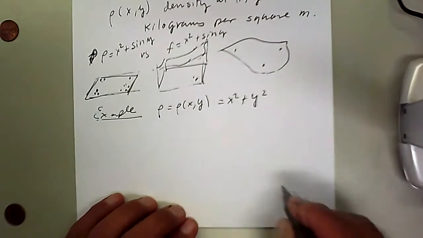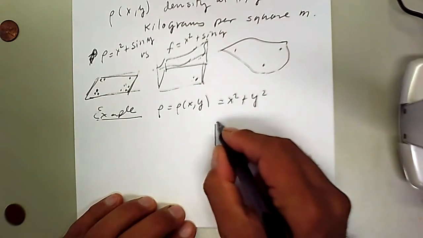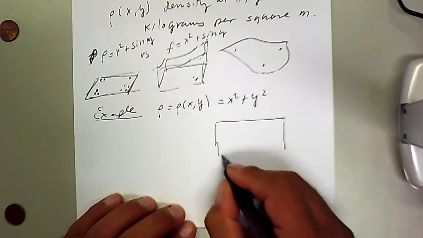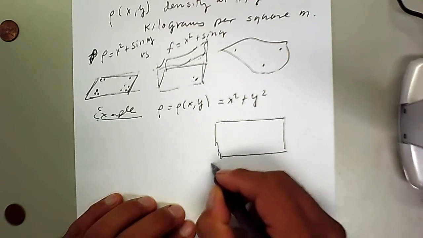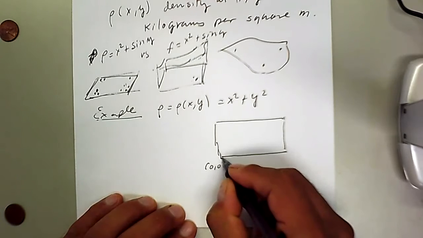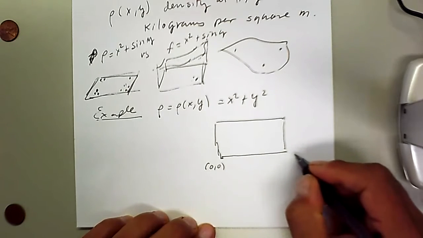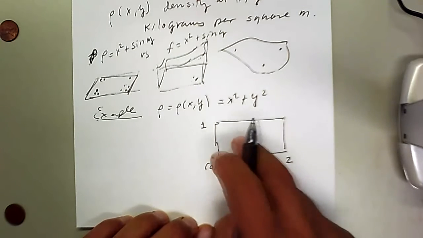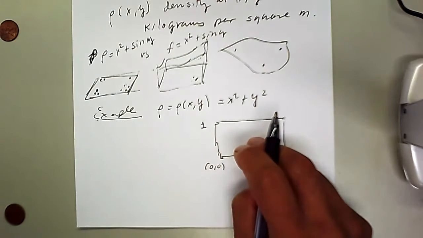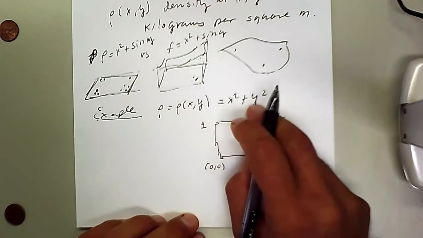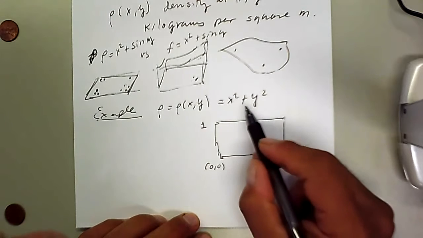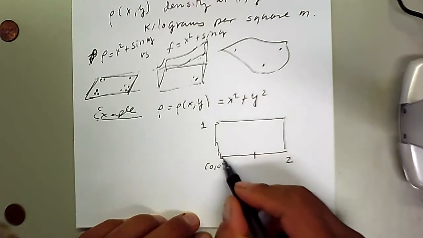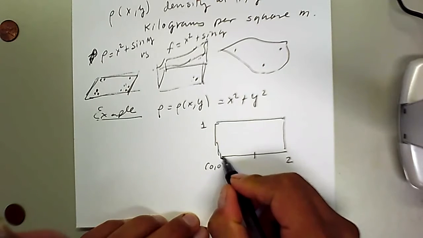We want to find the center of mass of a rectangular plate with one vertex at the origin, 2 units one way, and then 1 unit up. We want to find the center of mass of this plate, assuming that the plate has this kind of density. What that means is that if you plug in 0, 0 here, the weight per square meter will be 0.